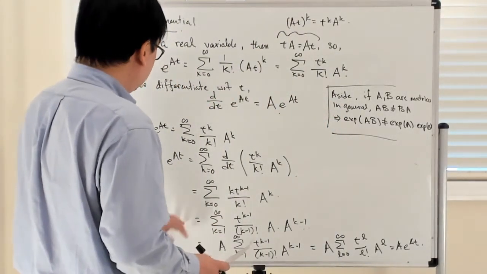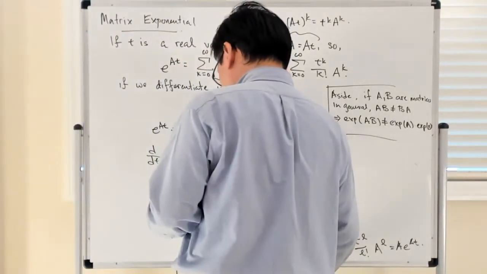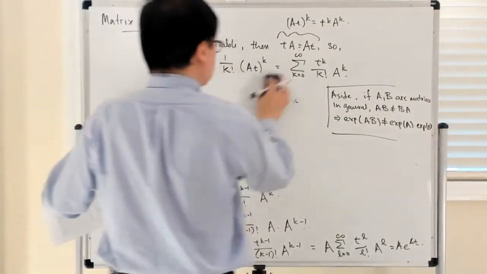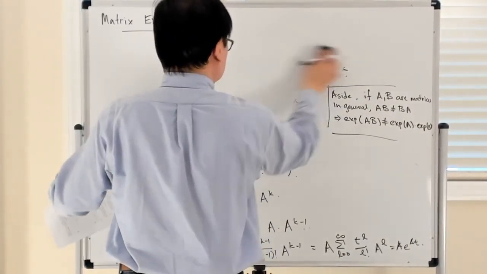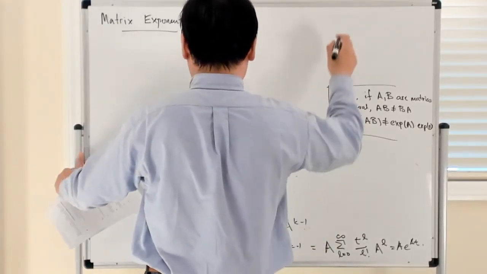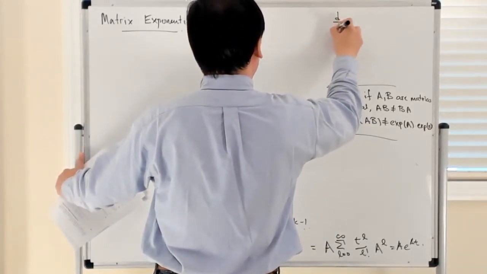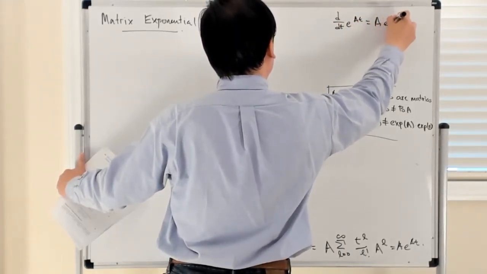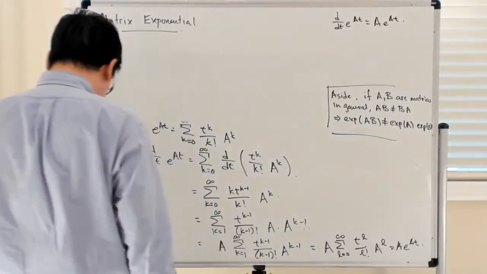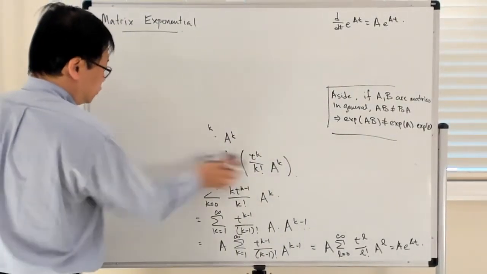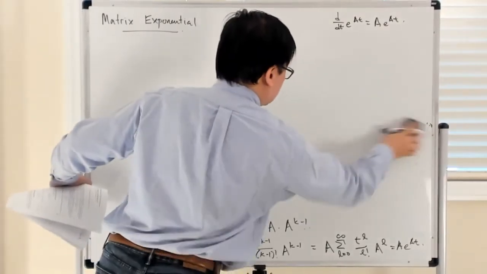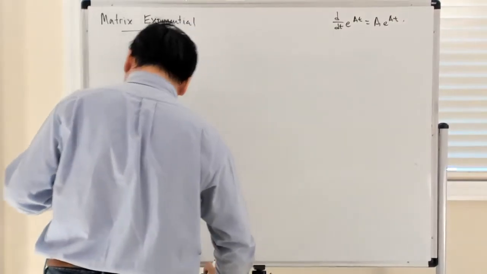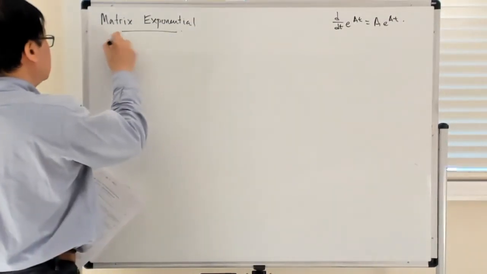Okay, so that's basically what happens. With this calculation, you can then state the following theorem. What we basically showed was that d/dt of e to the at is a e to the at. So let me state the theorem.